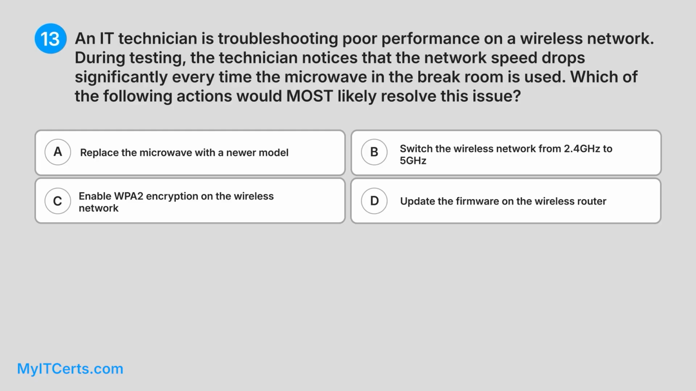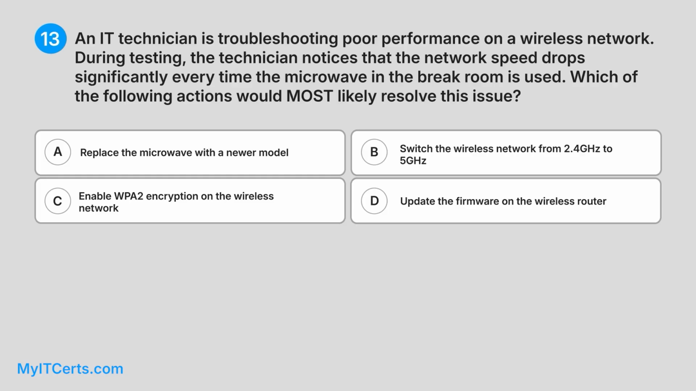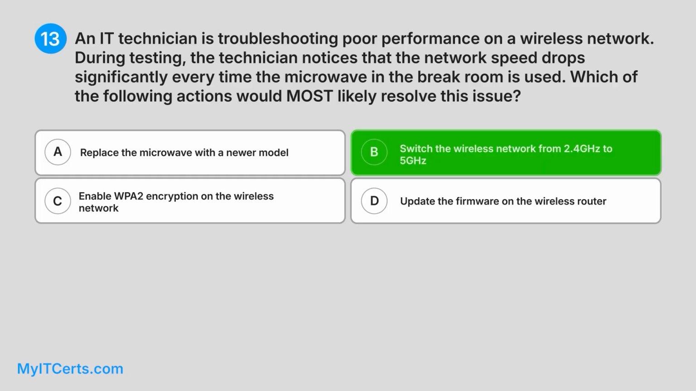A. Replace the microwave with a newer model. B. Switch the wireless network from 2.4 GHz to 5 GHz. C. Enable WPA2 encryption on the wireless network. D. Update the firmware on the wireless router. Can you guess the answer? Correct answer, B. Switch the wireless network from 2.4 GHz to 5 GHz.